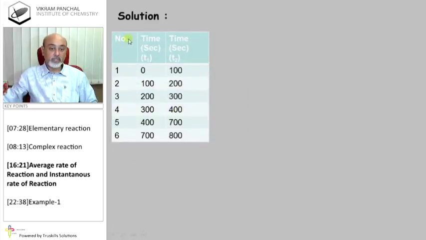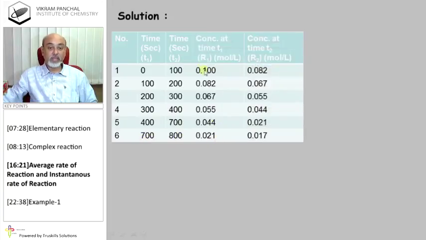So, solution. First we'll take time t1 and time t2. Between the first and second readings, we have 0 and 100, then 100 and 200, 200 to 300, 300 to 400, 400 to 700, 700 to 800. The initial concentration is 0.1 and the final concentration after 100 seconds is 0.082. Similarly, at 100 seconds it is 0.082, at 200 seconds it is 0.067. This way you can write all R1 and R2.